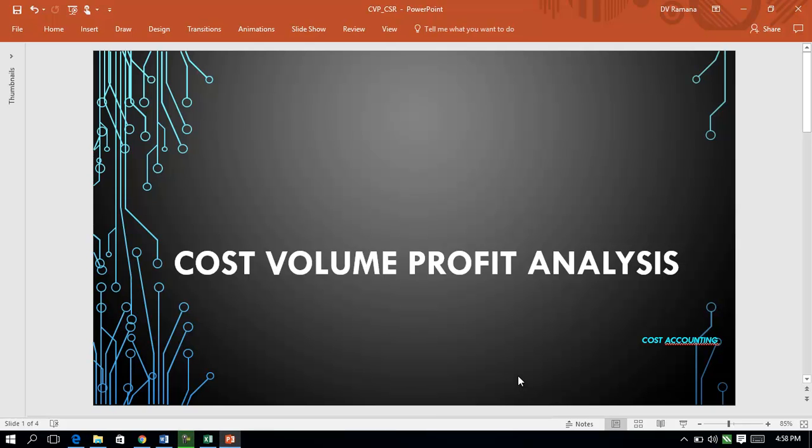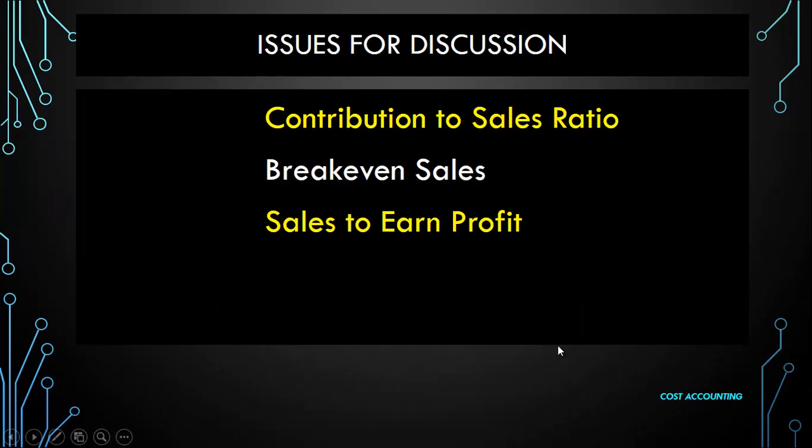We have seen in the previous presentation that the cost volume profit relationship in the short run depends on using this contribution to sales ratio, break-even sales, and by using this contribution to sales ratio we can find sales to earn profit, we can find break-even sales. So the contribution, which is the excess of sales over the variable cost, is a very useful number to be used in the CVP analysis, particularly in the short run.